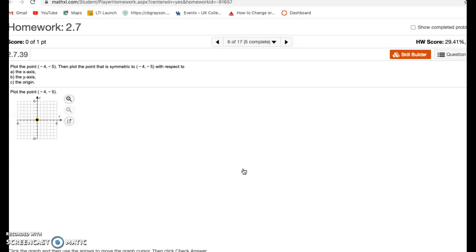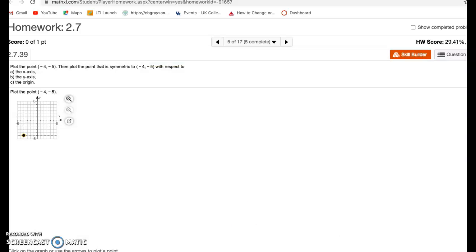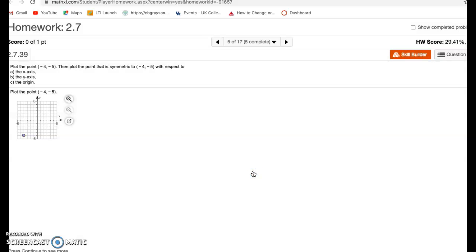All right, now this one, we're going to talk about symmetry for a little bit, and then we'll get back to those shifting rules. So it wants us to plot the point -5, 5. So let's start with that. Let's plot back 4, down 5. Okay, I need to hit save. Check my answer. Okay, fantastic. This takes you through a series of questions, so we have to say continue.